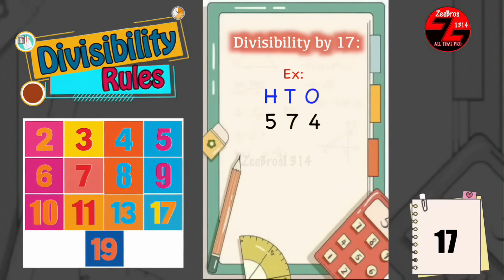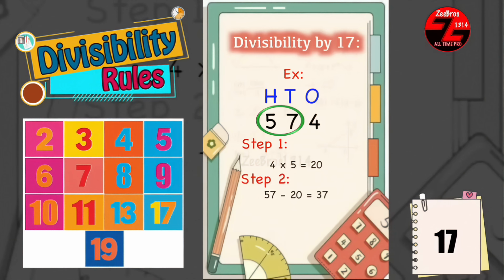574. Step 1. Take the last digit of the number, that is 4, and multiply it by 5. The answer will be 20. Step 2. Subtract 20 from 57. It will make 37. As 37 is not divisible by 17, the number 574 is also not divisible by 17.